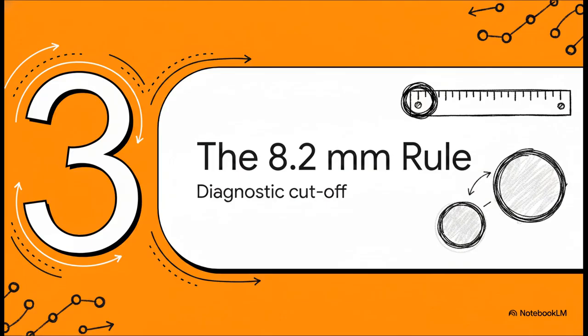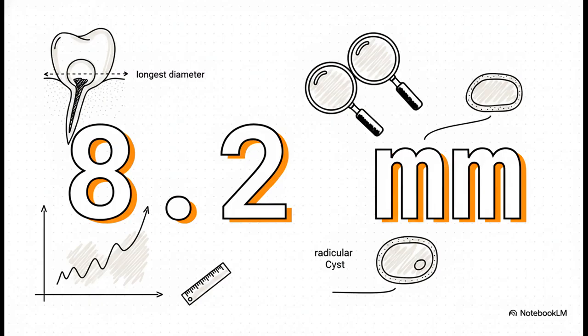Let's hit Section 3, the 8.2mm rule. This specific number, 8.2 millimeters, is basically a clinical cheat code. Researchers nailed down this exact diameter threshold by running some heavy-duty ROC curve analysis. When you're evaluating one of these lesions, you want to measure its longest diameter and make sure you include 1 to 2 millimeters of the surrounding bone in that measurement.